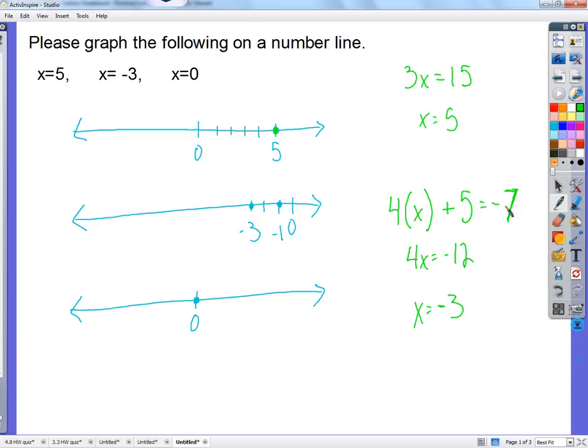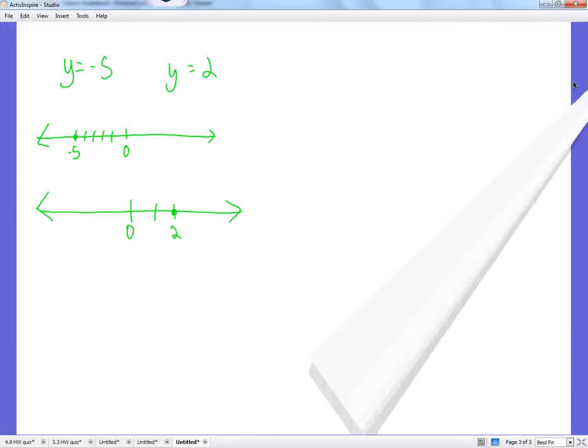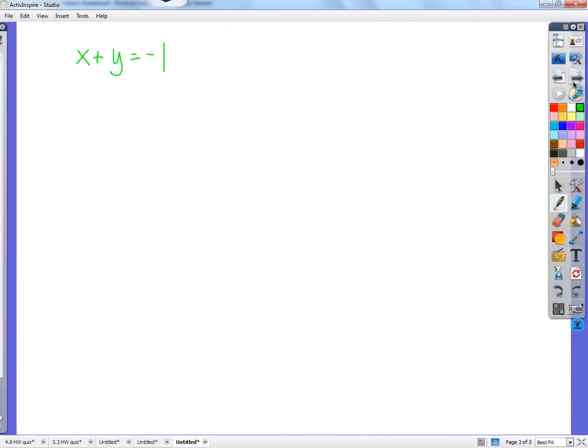Case. So, negative 3 is the solution. We know it's the solution because if you put negative 3 into this equation for x, it's true. So come back to this equation. What's the solution to this equation?